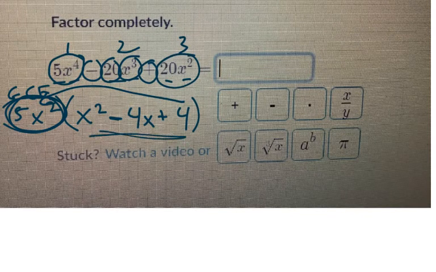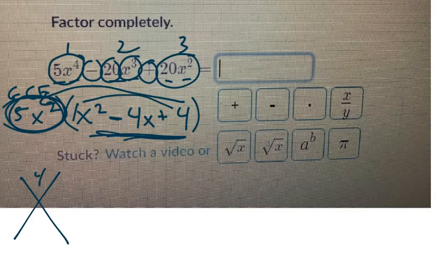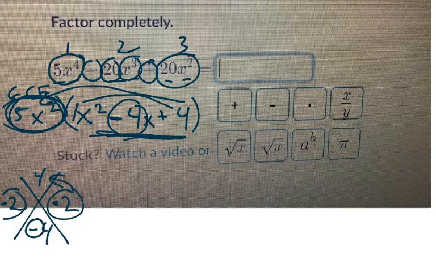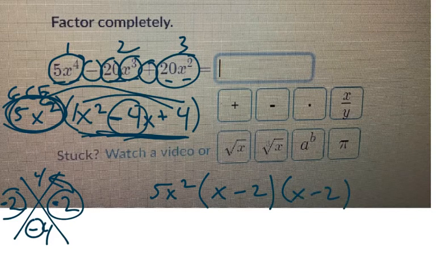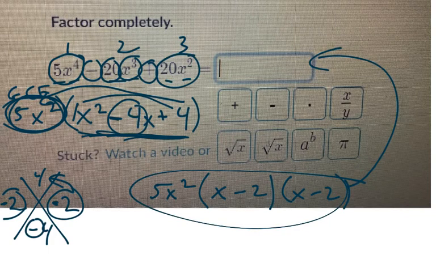Now what? Let's do the x with the rest of it. Okay? So 1 times 4 is 4 with a minus 4 in the middle. 2 times 2 is 4, but to get the negative, we need them both negative 2's. And a negative times a negative is a positive 4. So what's our final answer, guys? We have that GCF 5x squared, and the rest of the parentheses becomes x minus 2, x minus 2. This is what you type in there, and you get the right answer.